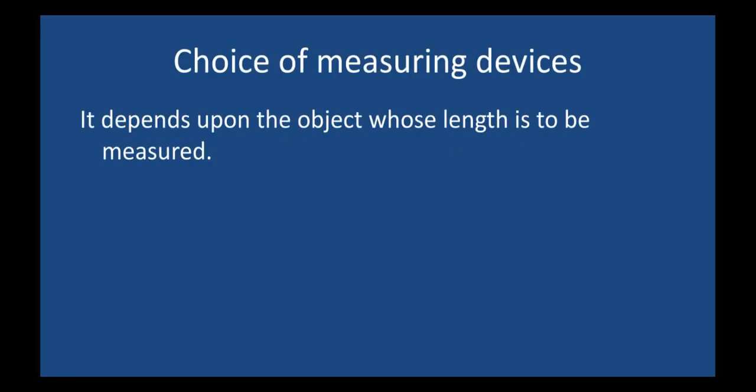Now the first question that comes to our mind: how do we choose a measuring device? So think about it. Well, the choice of the measuring device depends upon the object whose length is to be measured. Yes, it completely depends upon the object whose length you want to determine. Suppose you want to find out the length of a line segment drawn on your copy, what will you use? You will use a ruler that is there in your geometry box.